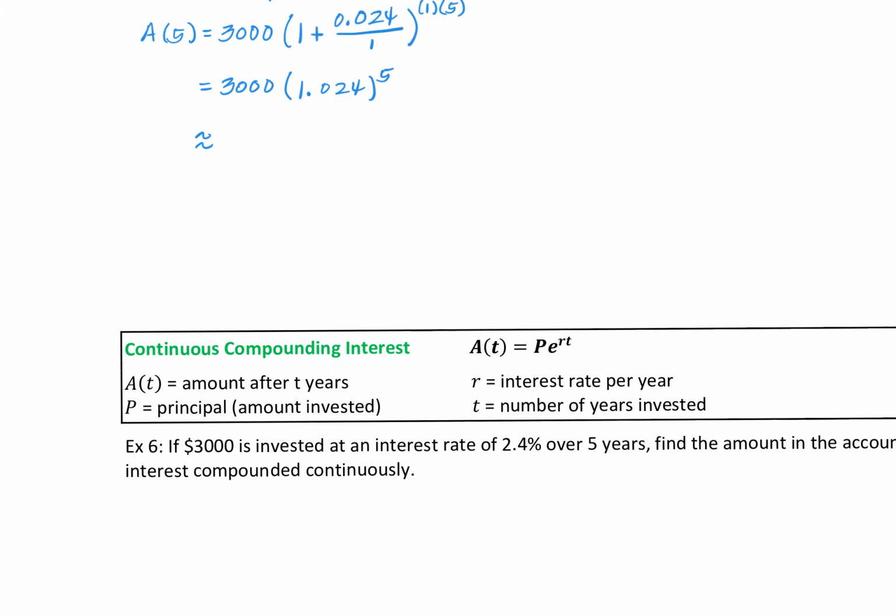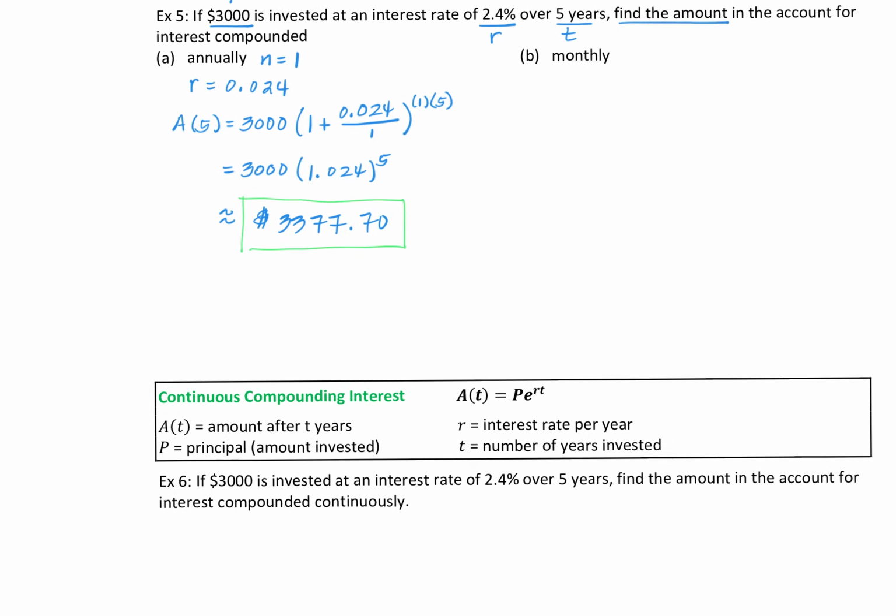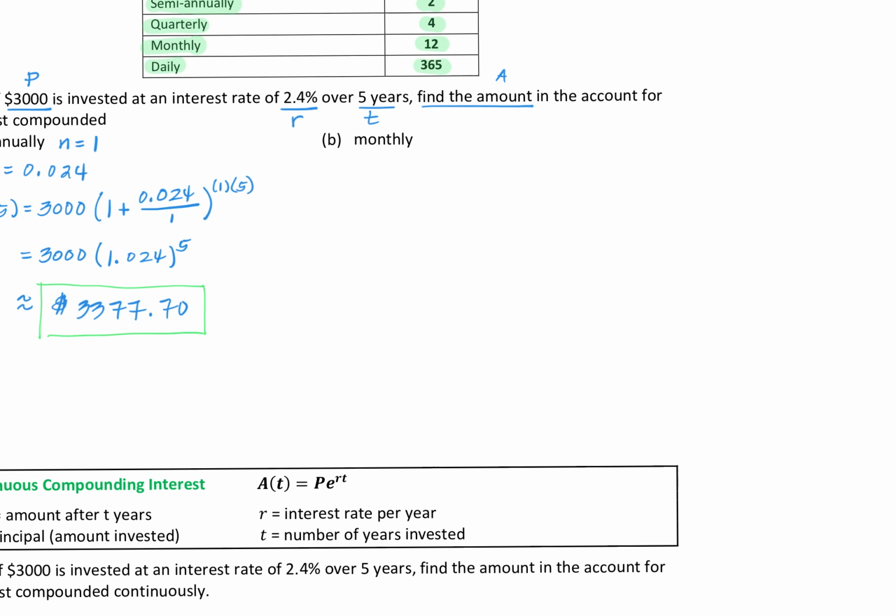I get $3,377.70. So that's the amount that I'll have in the account after 5 years if I put in $3,000 and the interest rate is 2.4%. Now let's look at what happens if the interest rate is compounded monthly.